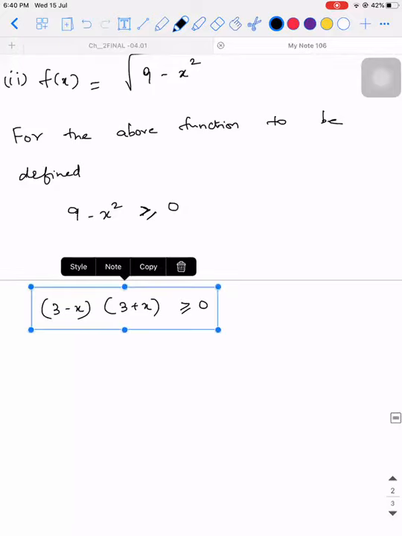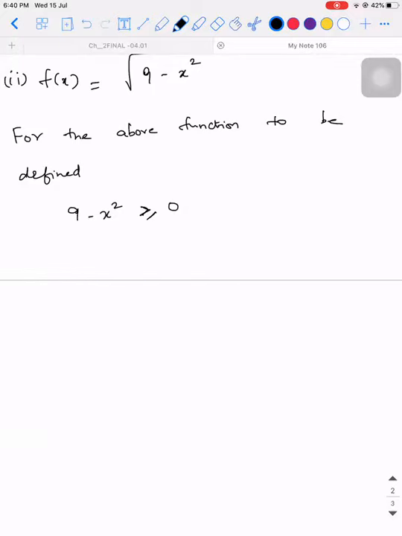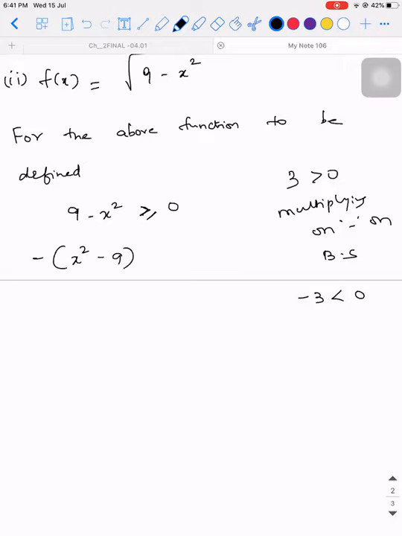I'm going to teach you a method. If I talk about 3, is 3 greater than 0 or less than 0? Greater than 0. Multiplying with minus on both sides, minus 3 and 0, what will be the relation? Less than. So if I multiply with a negative sign on both sides, the inequality gets reversed, right? So 9 minus x square is greater than or equal to 0. Can I take out the minus sign and write it as x square minus 9 is greater than or equal to 0?